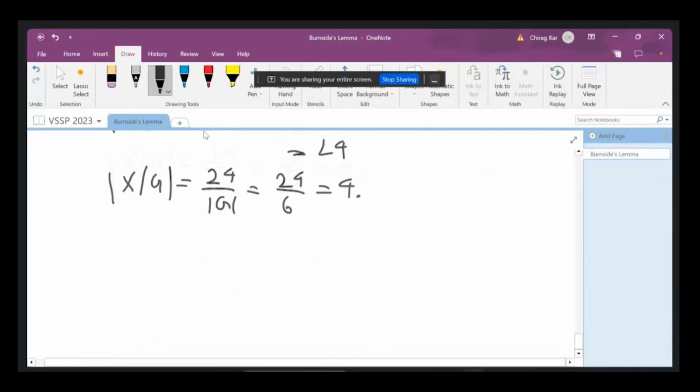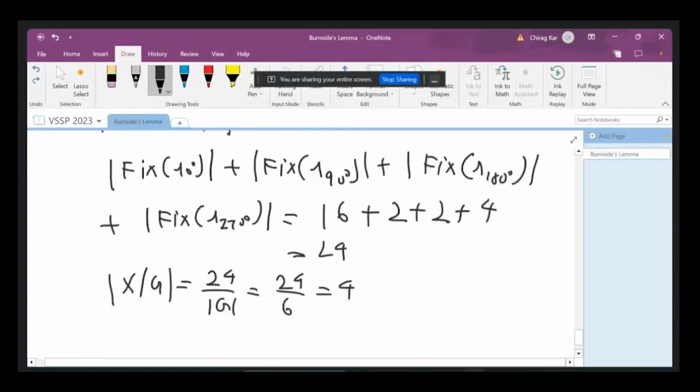Does that make sense for everybody? Sorry, I made an error here. It is 24 divided by the cardinality of G, which is 6, and that gives 4, which is the exact same as our enumeration before.